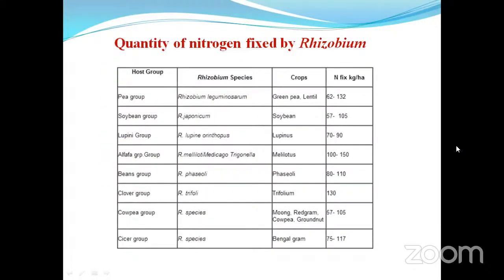Now, as I told, the quantity of nitrogen fixed by different Rhizobium and legumes varies. So this is a comparative table where you can see the different crop inoculation groups, and how much nitrogen they fix in kg per hectare per year.